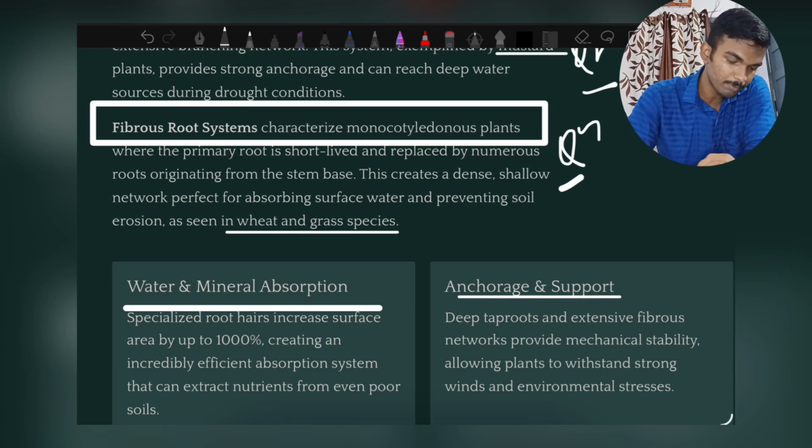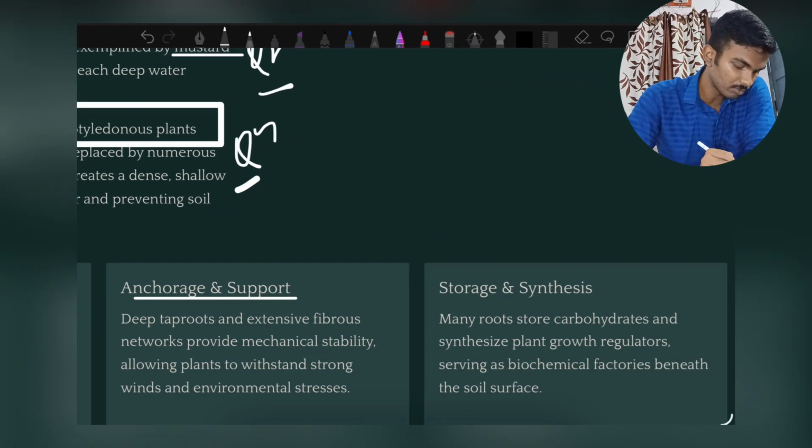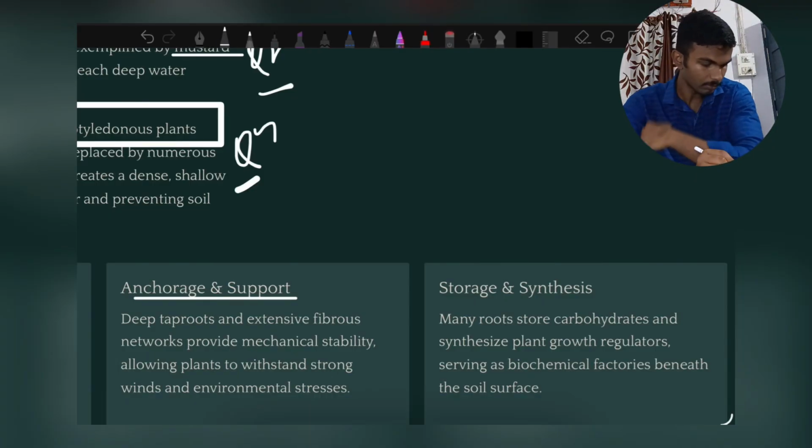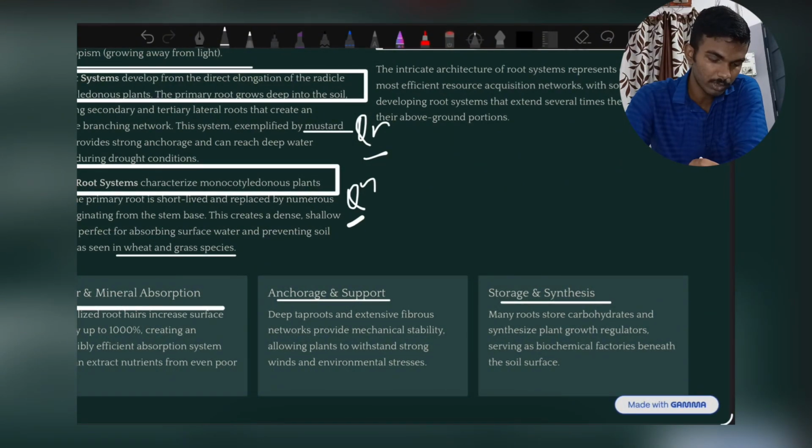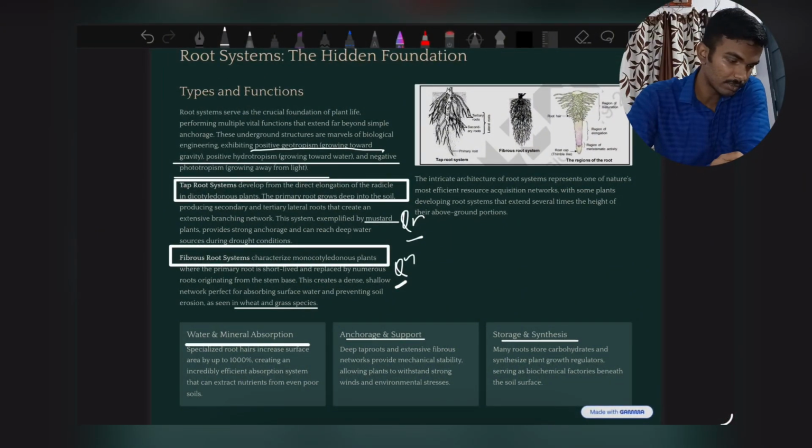Anchorage and support. Deep taproots and extensive fibrous roots provide mechanical stability, allowing plants to withstand strong winds and environmental stress. Storage and synthesis. Many roots store carbohydrates and synthesize plant growth regulators, serving as biochemical factories beneath the soil surface.